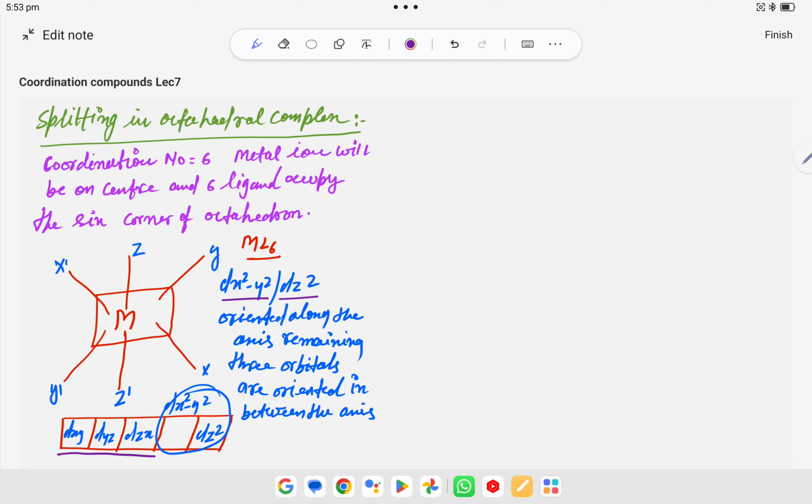So here these two are designated as Eg orbitals, and the remaining dxy, dyz, dzx are designated as, named as T2g orbitals.